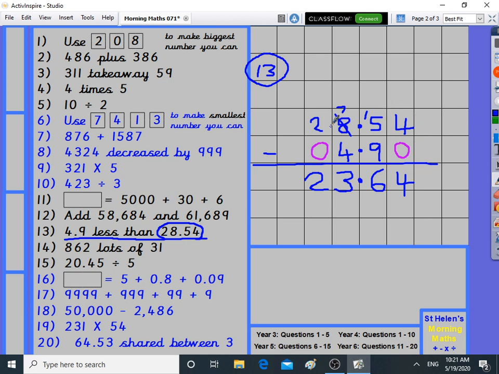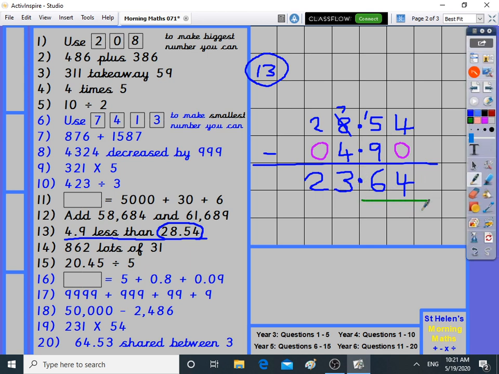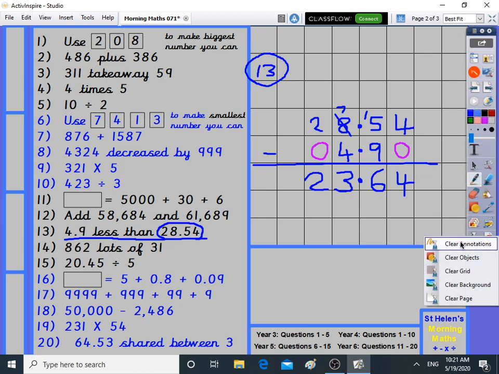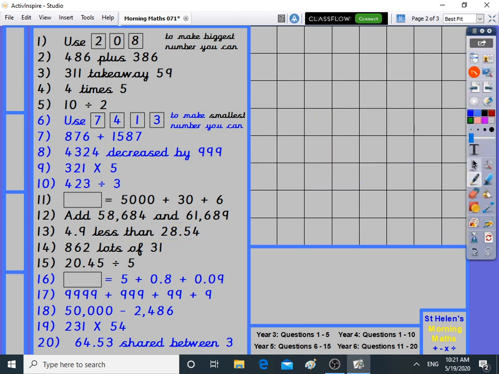23.64. Minus makes things smaller. So 28 and a bit, take away 4 and a bit is 23 and a bit. Because remember, after the decimal point, it's just bits. 23 whole ones and some bits. 6/10 and 4/100. Let's move on to the next question, which is question 14.